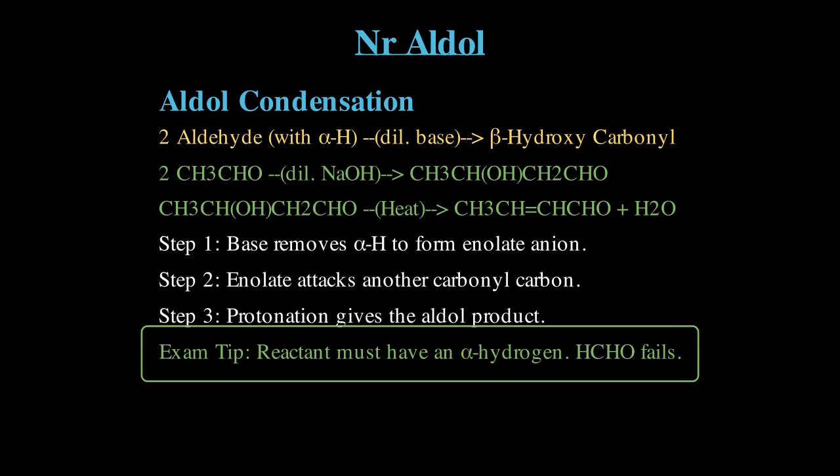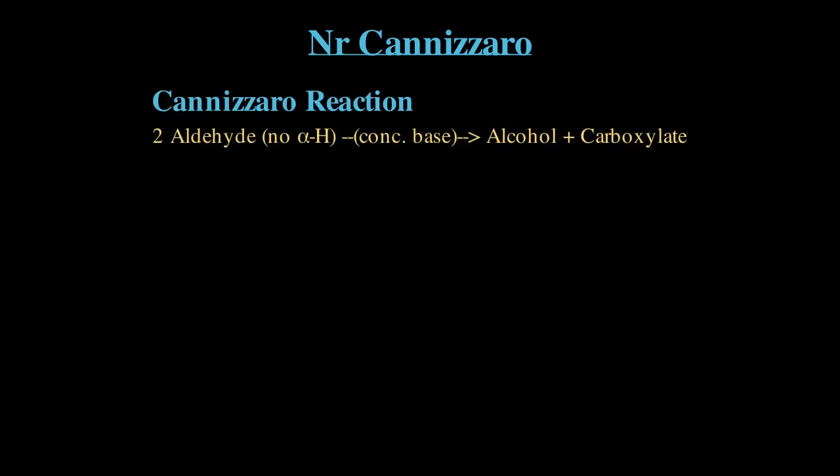Formaldehyde, HCHO, and benzaldehyde have no alpha hydrogens, so they cannot undergo aldol condensation. Next, let's look at the Cannizzaro reaction. This is the counterpart to the aldol condensation. It's for aldehydes that have no alpha hydrogens. What happens here is a self-oxidation reduction reaction, also called disproportionation.